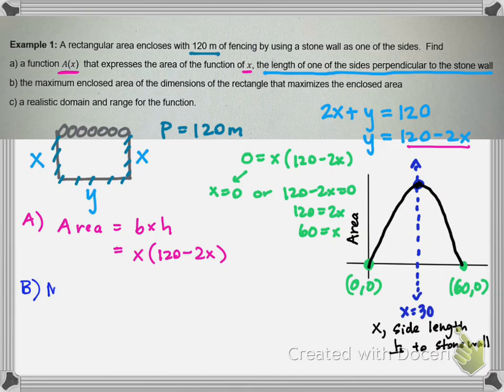The max area is the K value. So we need to plug in 30 to our function and then solve for the max area.